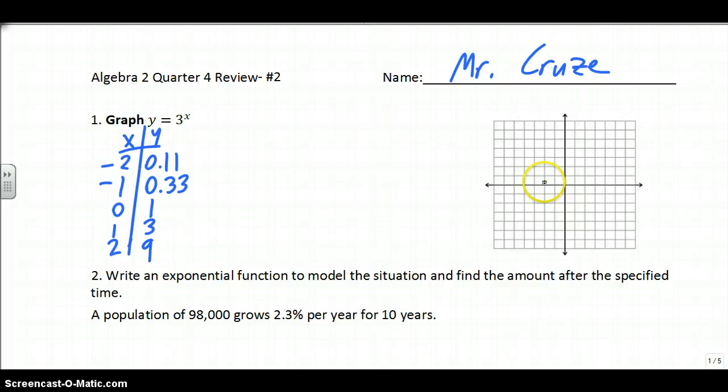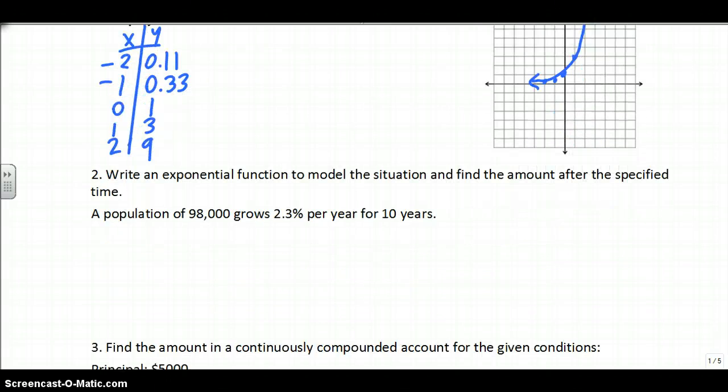-2, 0.1 repeating somewhere there. -1, 0.3 repeating is a little bit higher up. 0, 1. 1, 3. 2, 9 would be, let's see, what is this, 4, 5, 6, 7, it'd be somewhere up here. Make sure your graph actually goes through. So as you can see, pretty steep, okay? In general, your exponential graphs will look like that. They'll start off really, really shallow and then get really, really steep, in general.